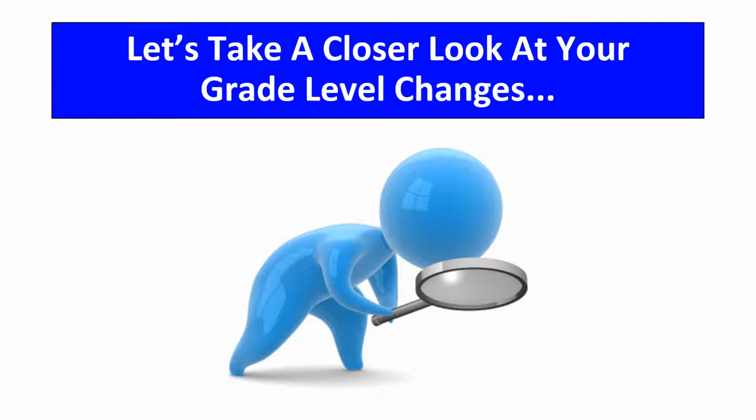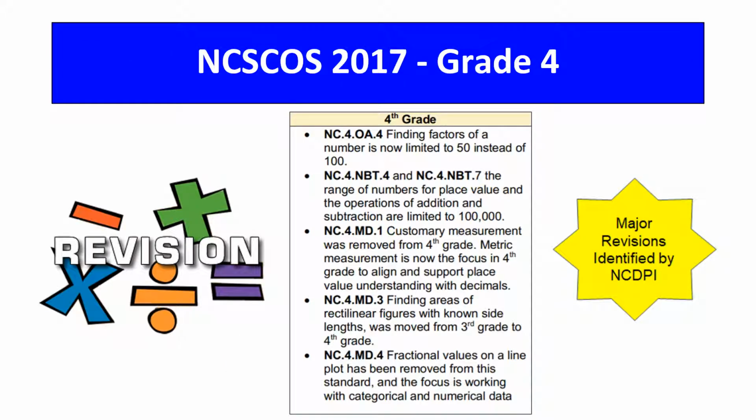Now we are going to take a closer look at changes in your grade level. NCDPI has highlighted major changes to your grade level content standards as shown in the table. Major changes in 4th grade are as follows. Finding factors is now limited to within 50. The range of numbers for place value and the operations of addition and subtraction is limited to 100,000.